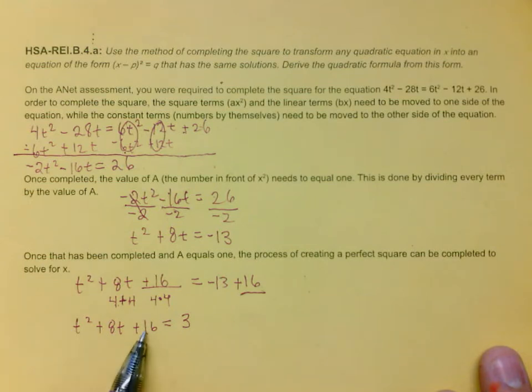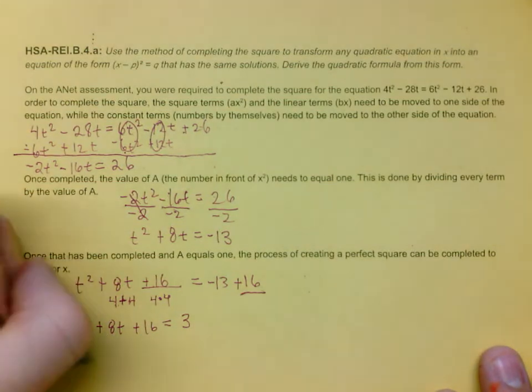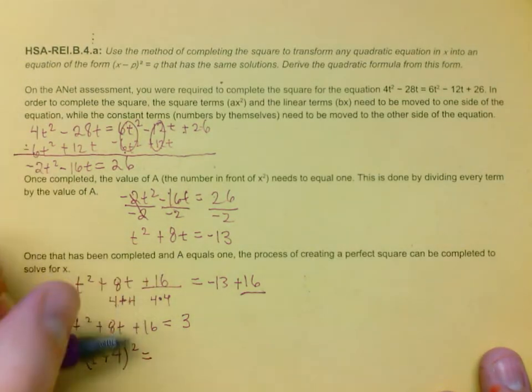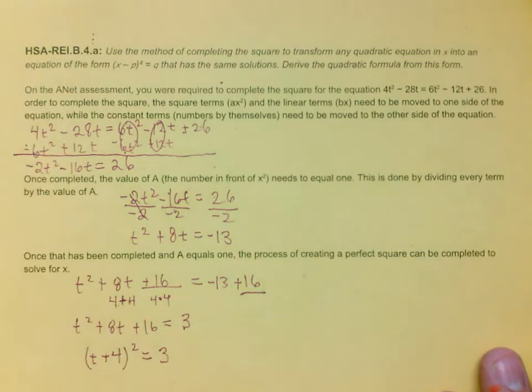Now that I have the perfect square trinomial, we need to turn it into its factored form. We know it's going to be squared. It's going to start with a t, and what number added to 8 and multiplied to 16? A positive 4. So that's what goes in our parentheses, and it's all equal to 3. Now our goal is to solve for t, get t by itself. Because it's being added by 4 and then squared, we need to get rid of that exponent of 2 first. We undo an exponent by taking the square root of both sides of the equation.